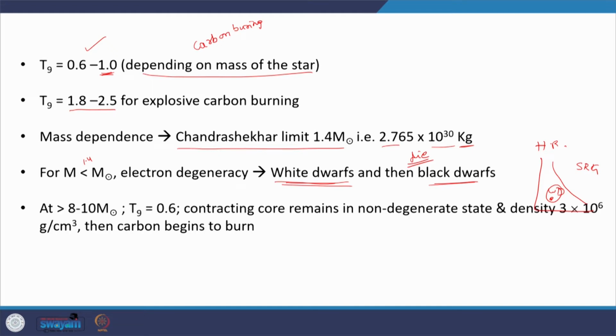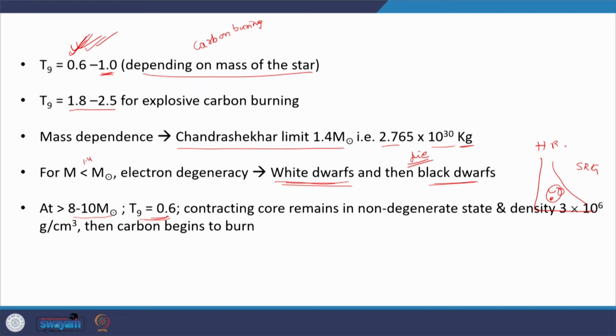Now, what if the temperature is high? I am ignoring the region between 1.4 and 8 times the mass of the sun, because now I am more focused on the carbon burning, isn't it? So, at 8 to 10 times the mass of the sun, if the mass is more than this and the temperature is 0.6, where have you seen this 0.6? Go here, the first one, T9, 0.6.